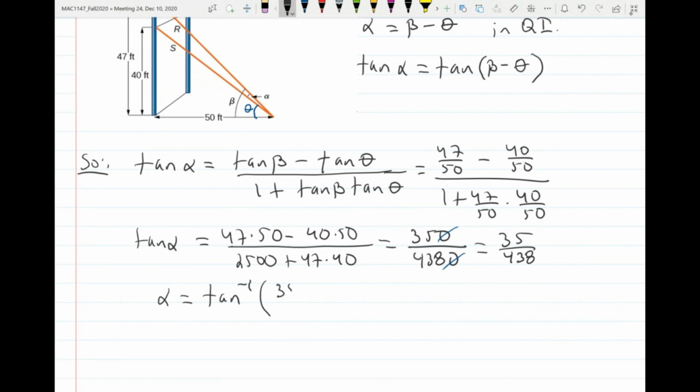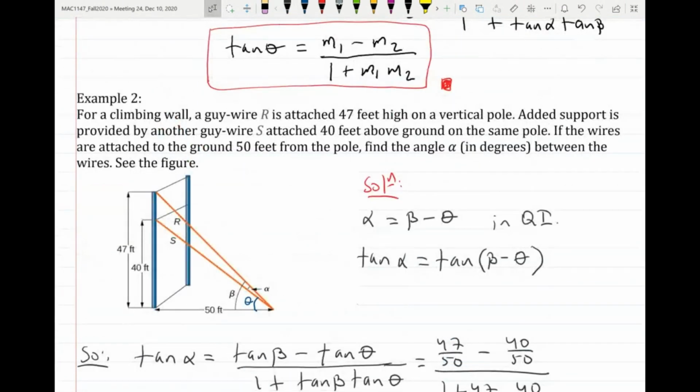and we know that the calculator is going to give us exactly what the angle is, because the range of inverse tangent is quadrant 1 and quadrant 4. But in this case, because alpha is in quadrant 1, we're going to get the actual value, because 35 over 438 is positive. Anyways, now we just use the calculator. Make sure that it is in degrees. Make sure that you use degrees mode, because notice that the question says find the angle alpha in degrees.